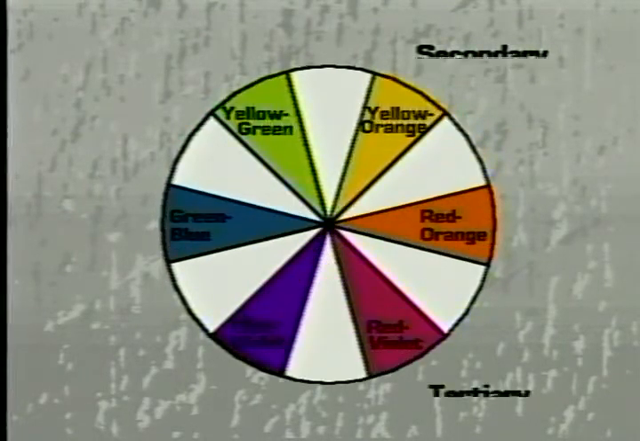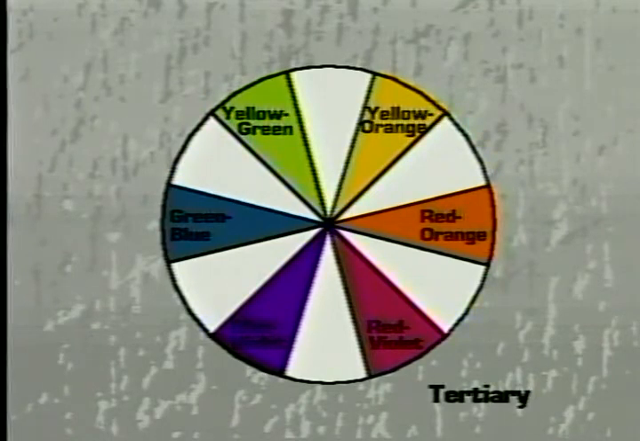The third class of colors are tertiary or intermediate colors. These colors are the combinations of the adjacent primary and secondary colors. There are 6 tertiary colors: yellow-green, green-blue, blue-violet, red-violet, red-orange, and yellow-orange.